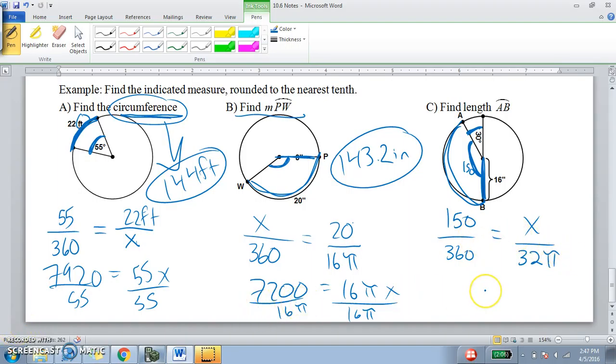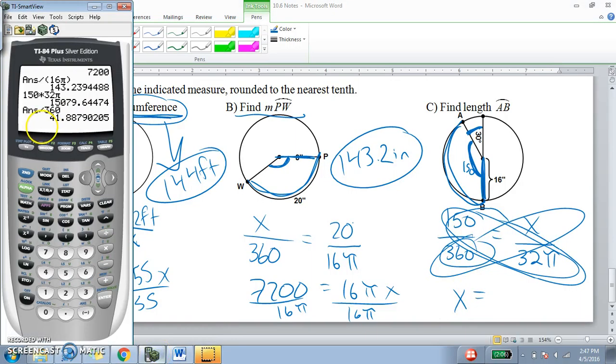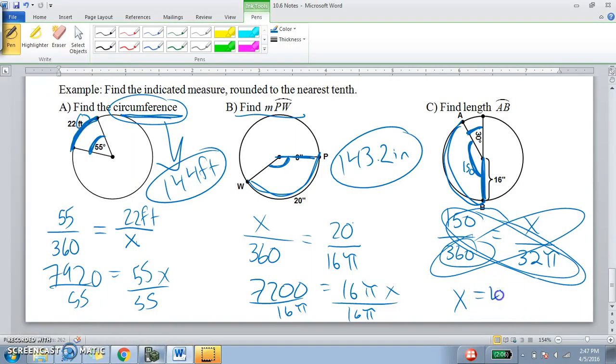So we should be getting the hang of this by now. We're going to have to multiply these two, and then we're going to have 360 times x. So once I multiply these two, I divide by 360. My final answer, got that done over here, we've got 41.9. And this is in inches again.